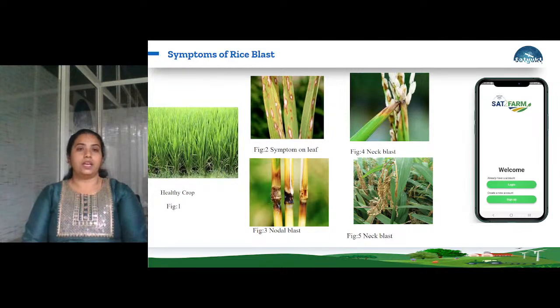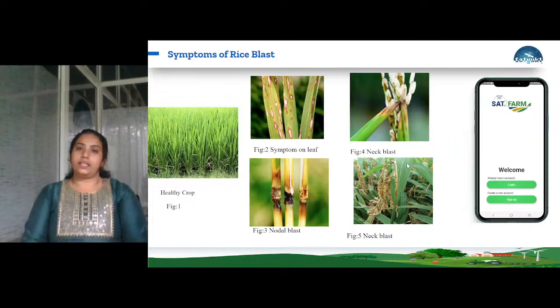So coming to figure 3, you can see the nodal part has been infected. This is called nodal blast, where you can see black lesions in the nodal region. Once the nodal region is infected, the parts above the nodal region eventually fall and die. So coming to the neck part, when the disease infects the neck region, we can see gray spots on the neck region. Once the disease is seen in the neck region, the entire plant, the panicles, fall and die off.